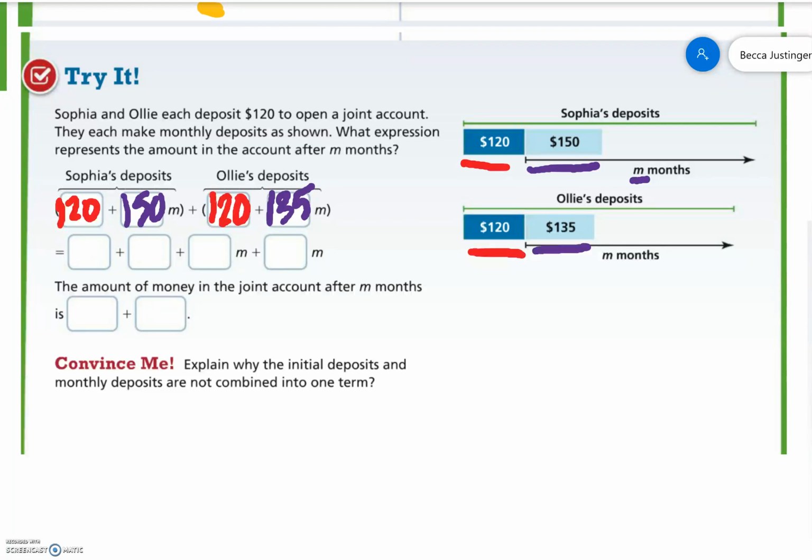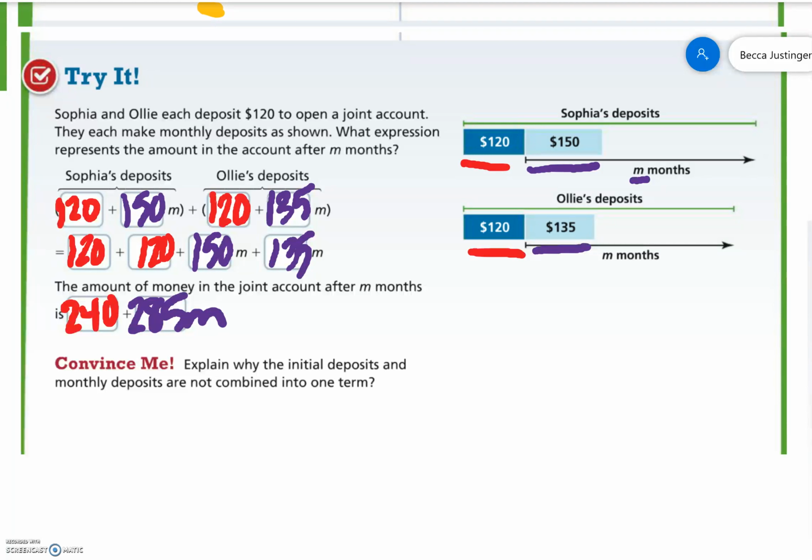All right, let's combine like terms. Our constants, remember constant is just a number. So that's 120 plus 120. And then we'll combine our M's, 150 and 135. Remember, the commutative property tells me I can change the order of the numbers and still get the same answer. So 120 plus 120 is 240, and 150 plus 135 is 285M.